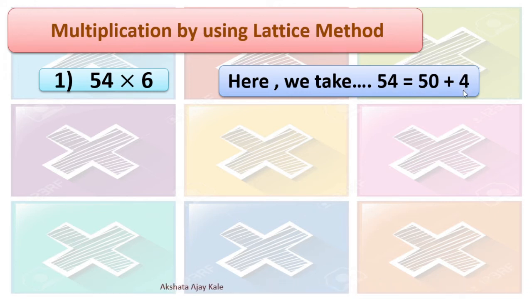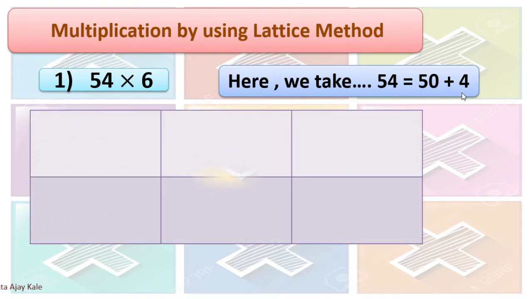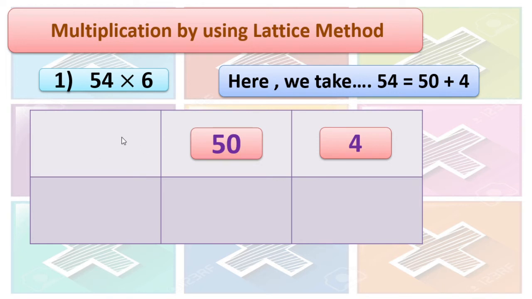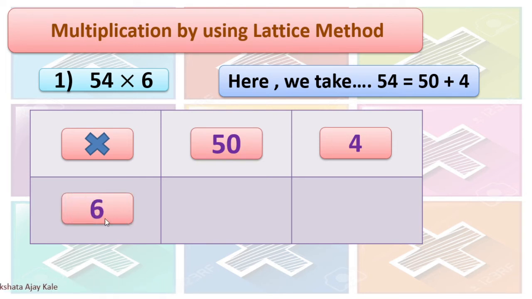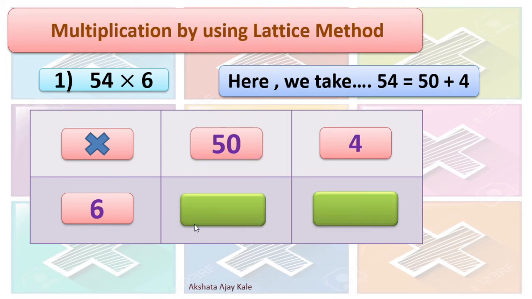Now we will make a table. Here we will write 50. Here we will write this 4. And here we will put the multiplication sign and here we will write 6 by which we are going to multiply. See here, dear children, 54 multiplied by 6. 50 and 4 multiplied by 6. Now we will get answers here, right?